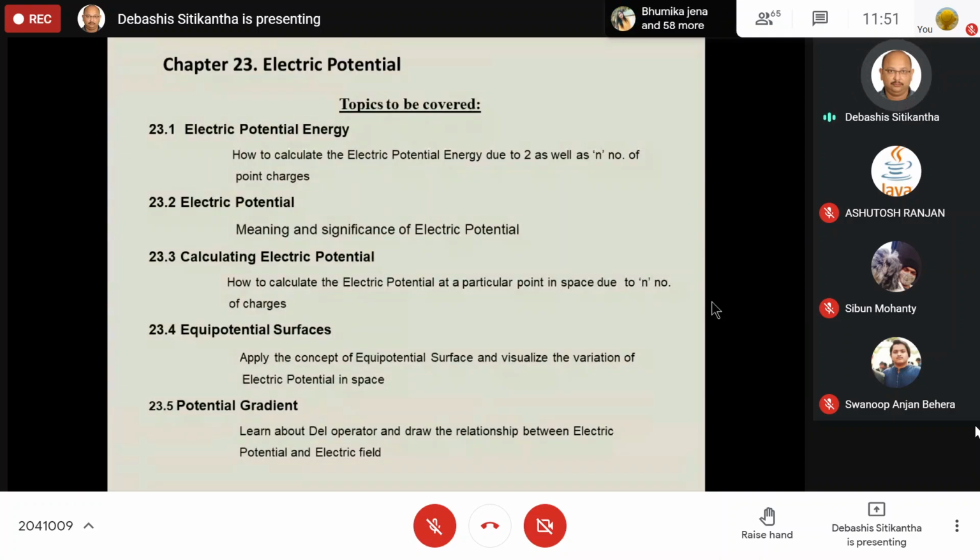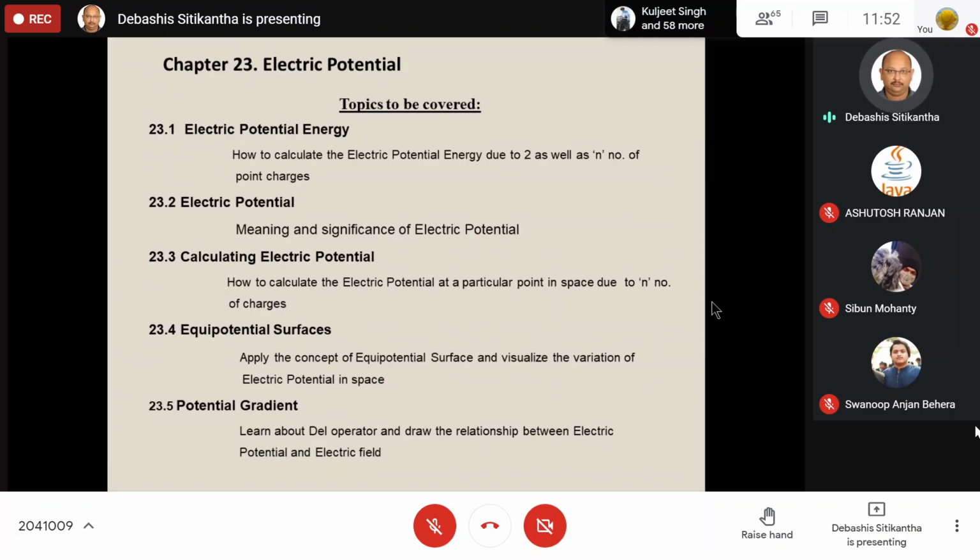Next we will go for electric potential and learn how to calculate it. Then we'll study electric equipotential surface, and finally we'll go for potential gradient. And in potential gradient we'll study something known as a del operator. This del operator is a very popular operator in vector calculus. It will be very much utilized at many places, particularly when we need to find the relationship between electric potential and electric field.